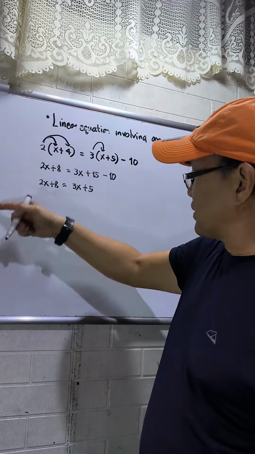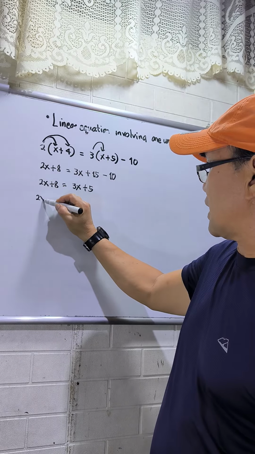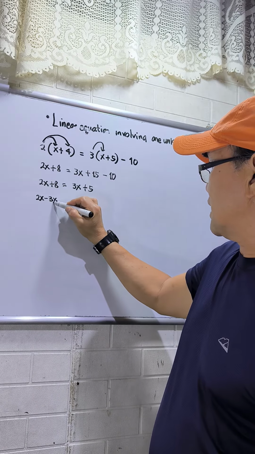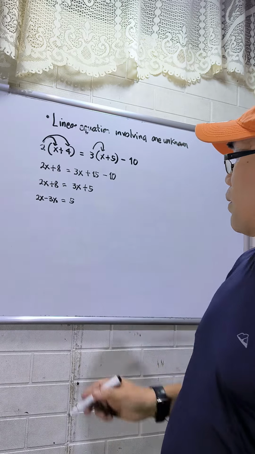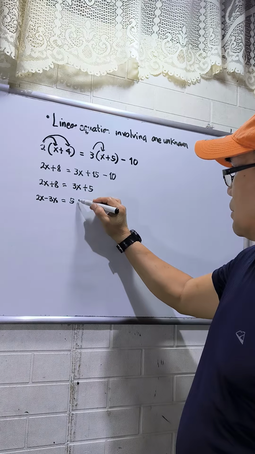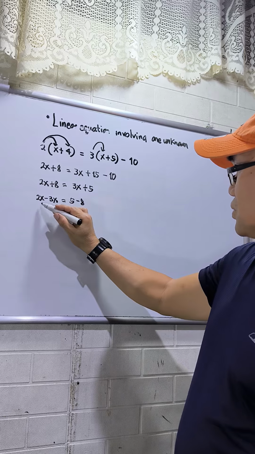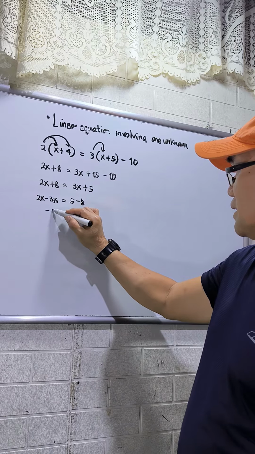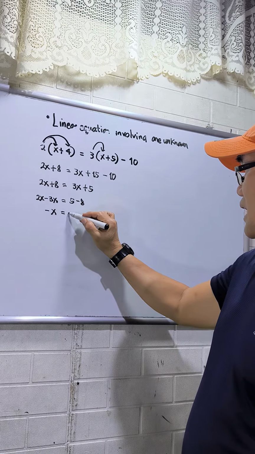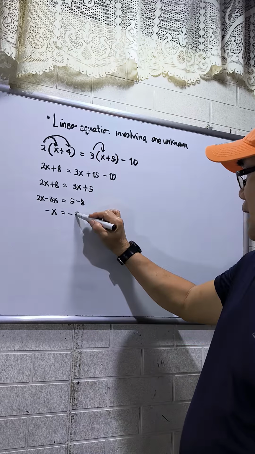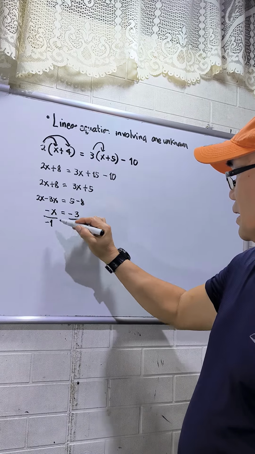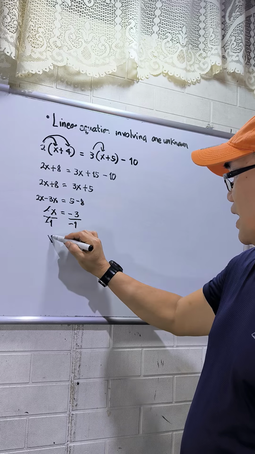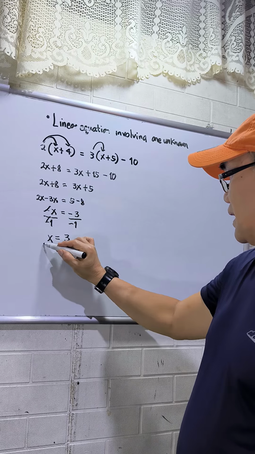Then 3x will be transposed to the left side. This will be 2x minus 3x, which is equal to 5. 8 will be transposed to the right side, so this will be minus 8. So 2x minus 3x, that will be negative x, is equal to negative 3. So divide by negative 1 on both sides. The negatives will be crossed out. So x equals positive 3.